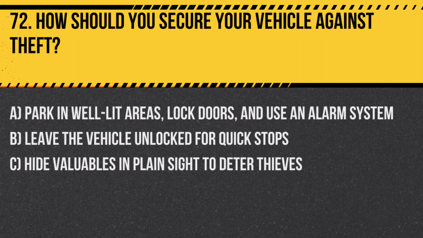Question 72. How should you secure your vehicle against theft? A. Park in well-lit areas, lock doors, and use an alarm system. B. Leave the vehicle unlocked for quick stops. C. Hide valuables in plain sight to deter thieves. Answer: A. Park in well-lit areas, lock doors, and use an alarm system. These measures significantly reduce the risk of vehicle theft.